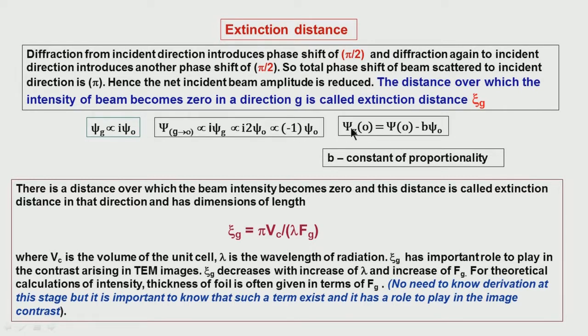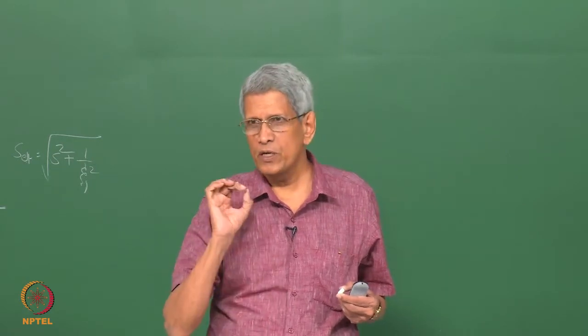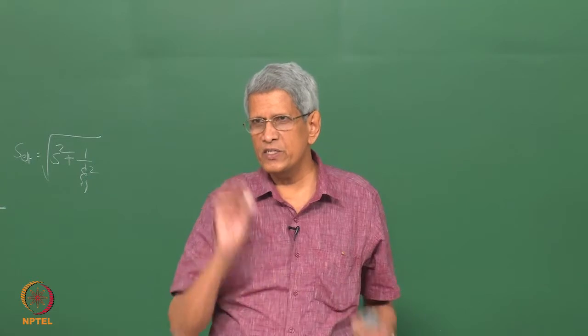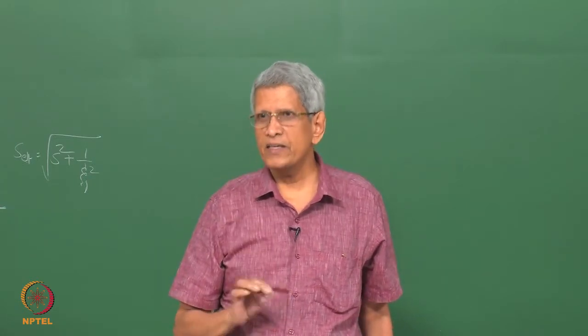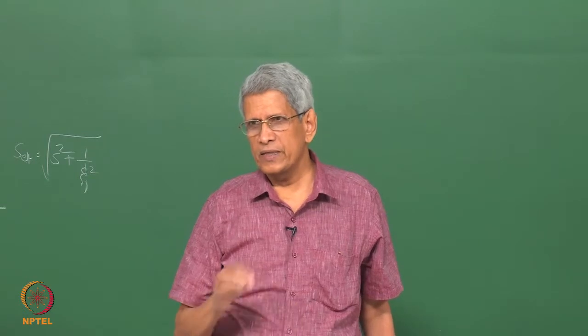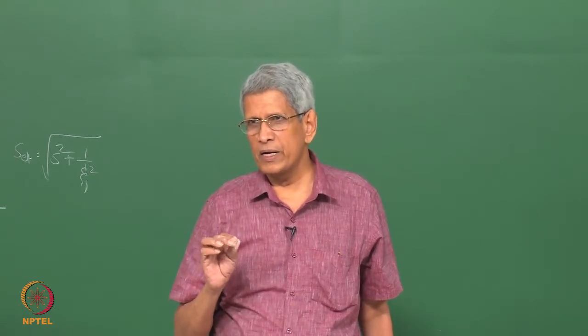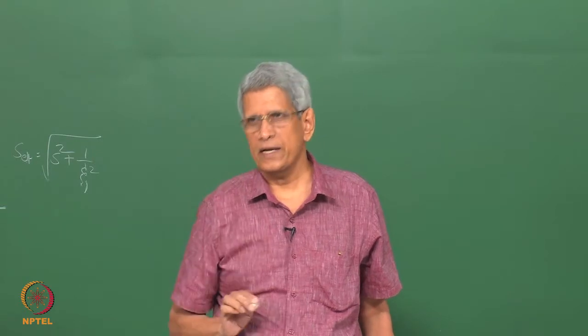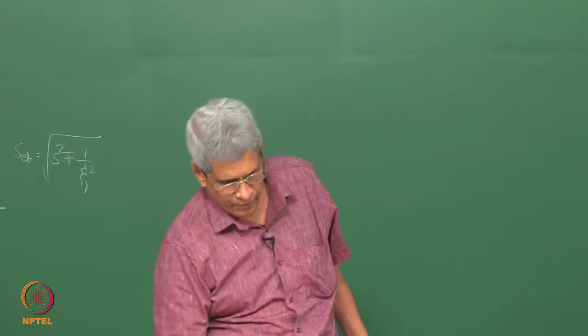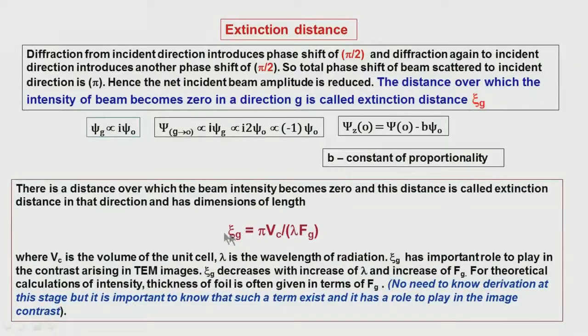Because of that, if you look at the amplitude in the transmitted beam, it gets reduced faster. There is a particular distance at which the amplitude of the transmitted beam becomes 0. That distance we call the extinction distance. That distance depends upon the periodicity in that particular direction, and this is called the psi G.